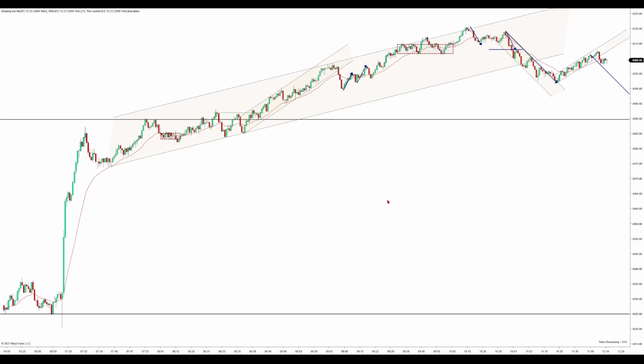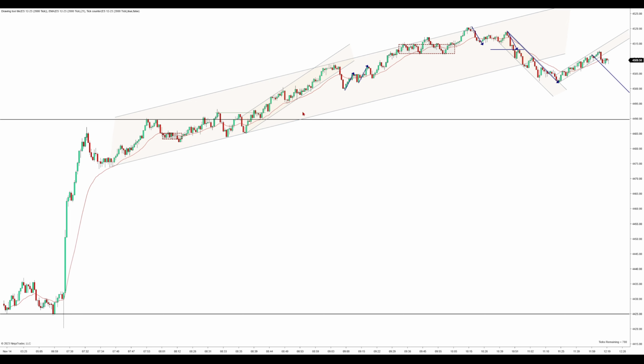I'm trading the ES futures on a 2000 tick chart with a 21 EMA. So I've got the overnight high up here and the overnight low down here. These were our key levels for the day.